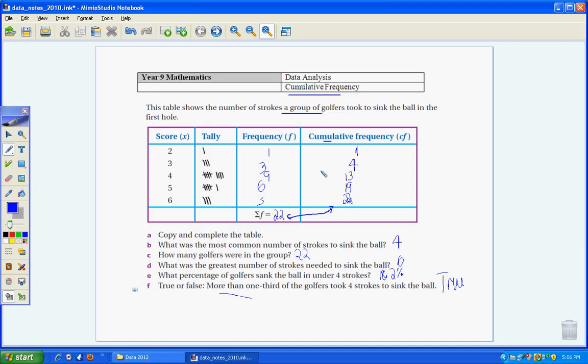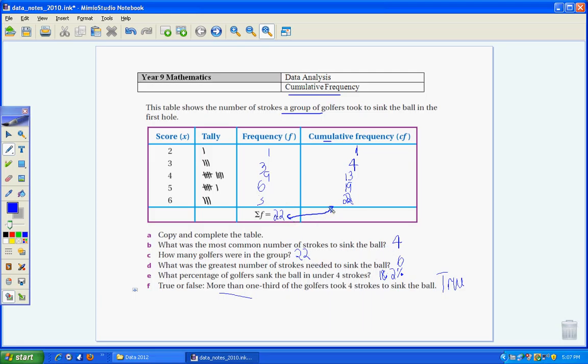And the problem is that we're looking at the strokes a group of golfers took to sink a ball in the first hole. So what's the most common number of strokes? That'd be 4. Sorry, it'd be 4 there, because that was 9. We're looking at the frequency there. So the largest frequency was at 4, so that was the most common score.